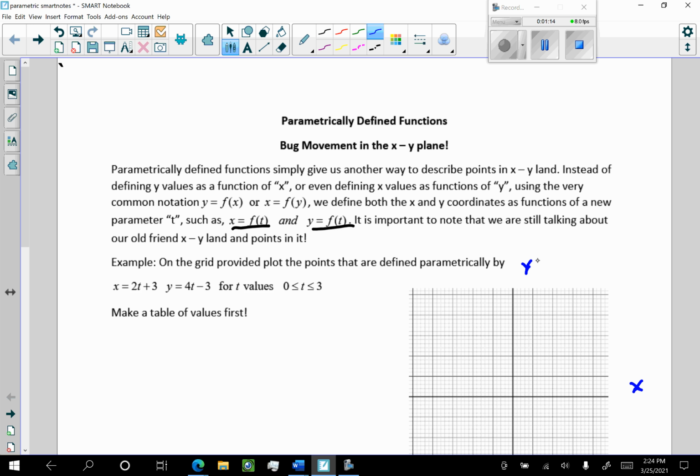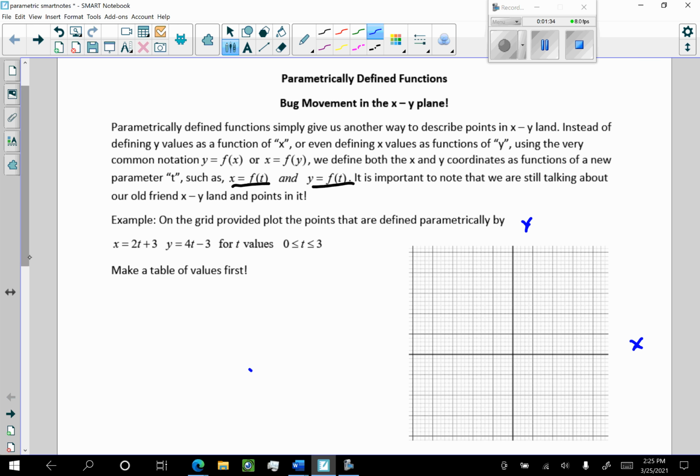Okay, so here's a simple example to start off with. On the grid provided, plot the points that are defined parametrically, where x is equal to 2t plus 3, y is equal to 4t minus 3, and we're going to make a table of values. So t is going to range from 0 to 3. I'm going to have a little chart here.